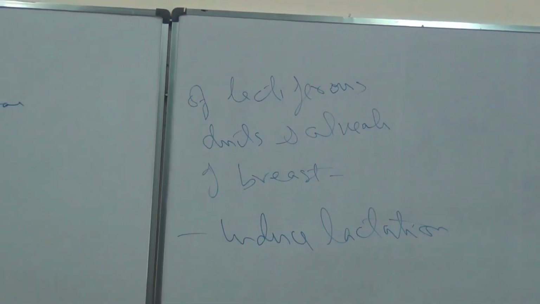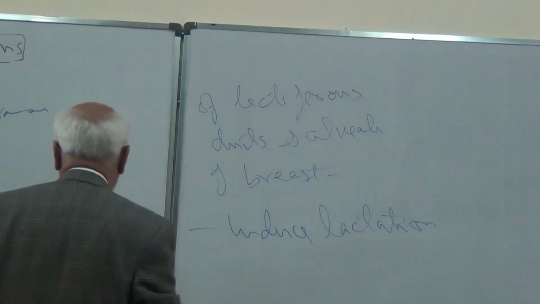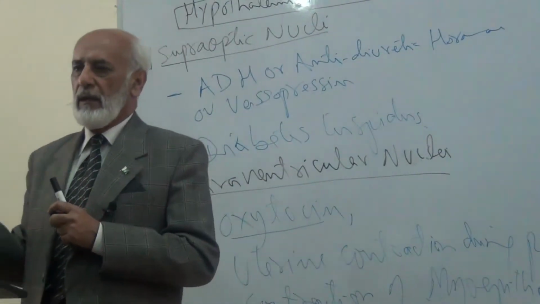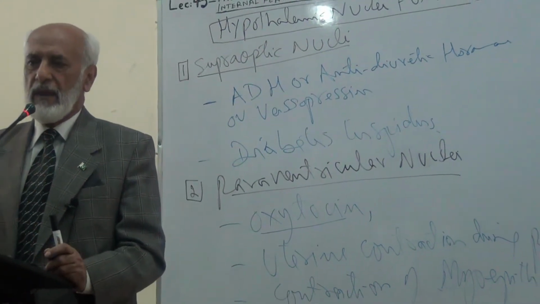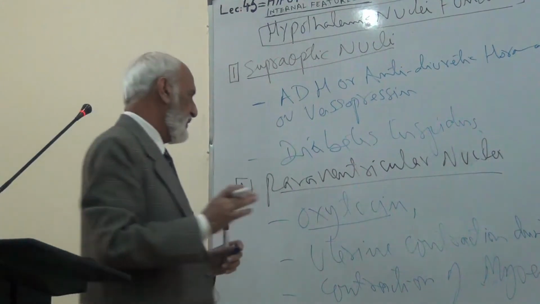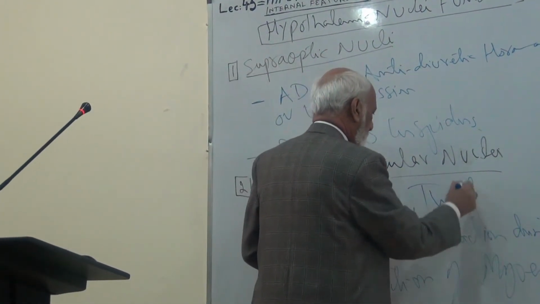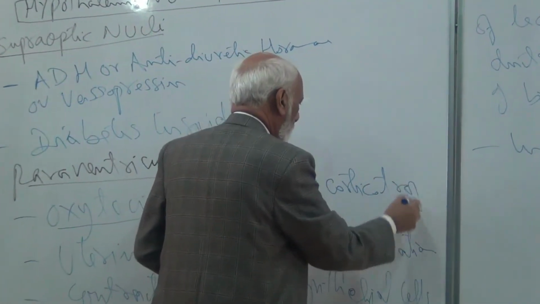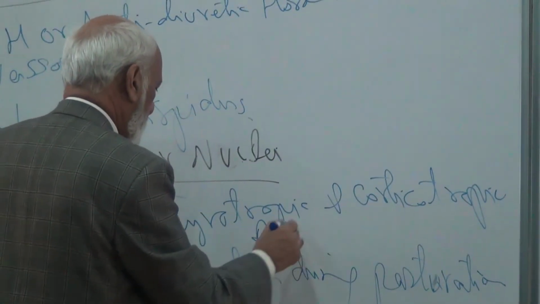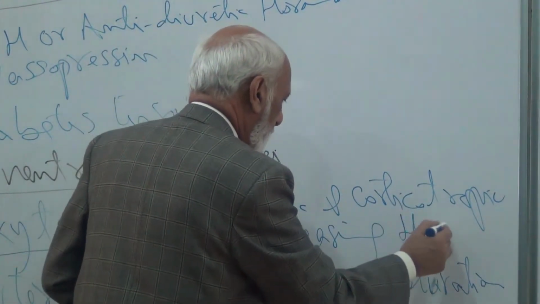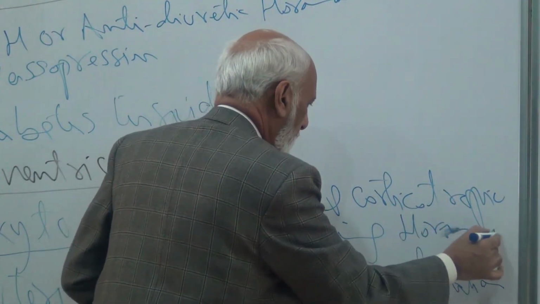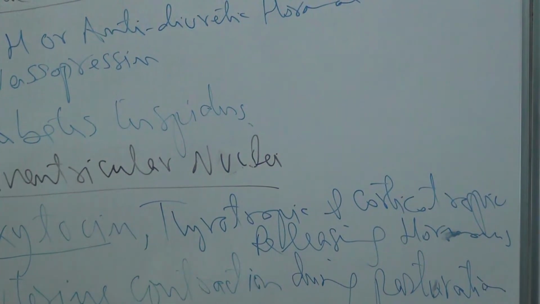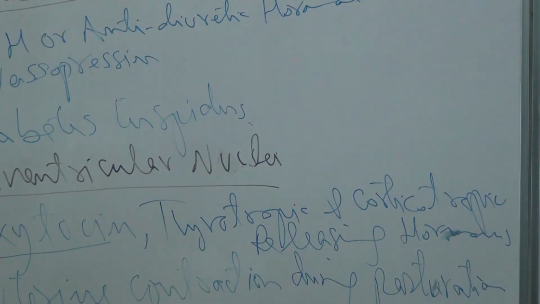These nuclei also release corticotropic and thyrotropic hormones. Apart from oxytocin, they also release the thyrotropic and corticotropic releasing hormones, which control the release of adrenocorticotropic hormone.